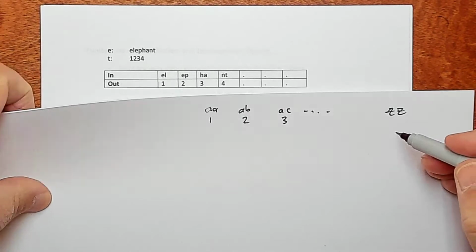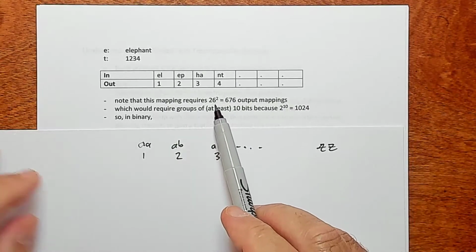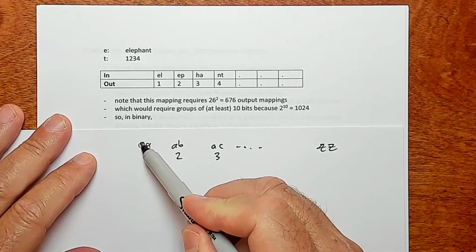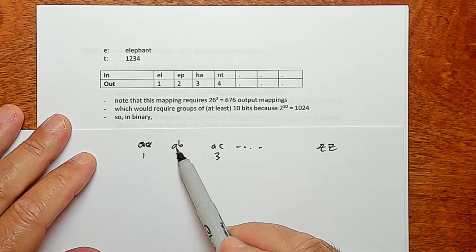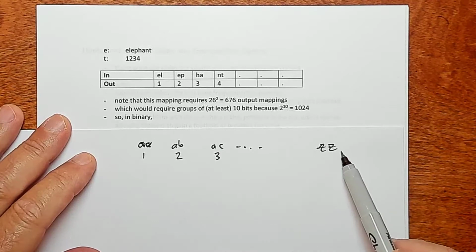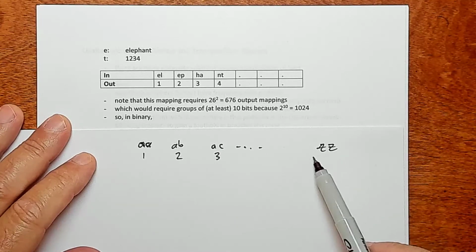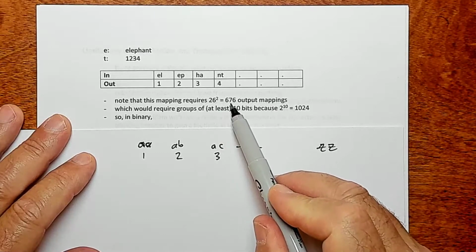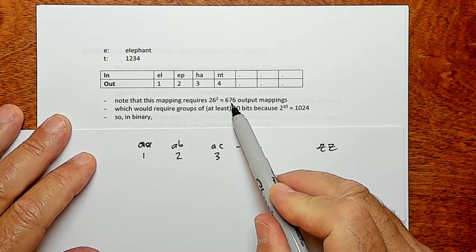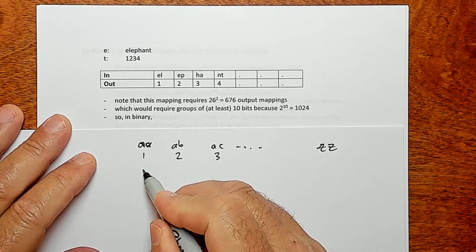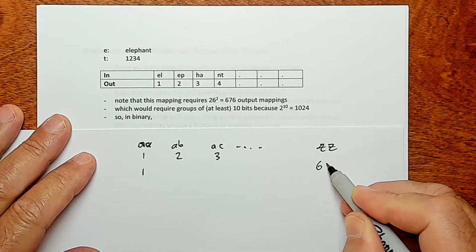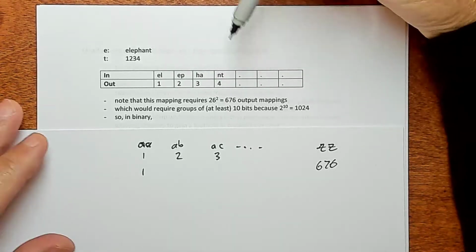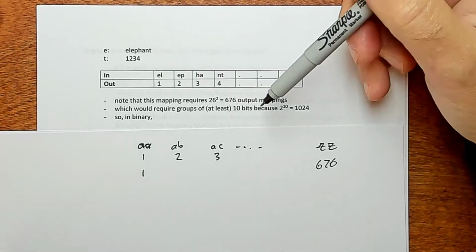And what would ZZ be? So there's this many mappings. We're really writing a 2-digit base 26 number or string, if you want. So there's 26 squared, or 676. So 676 would be ZZ. But I'm just using 1, 2, 3, 4 for convenience.